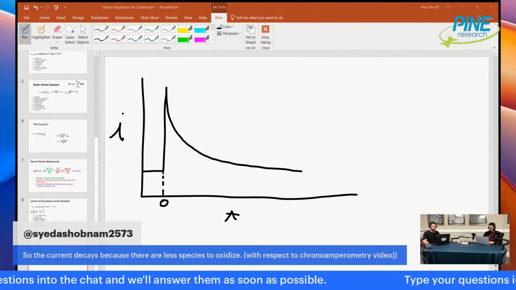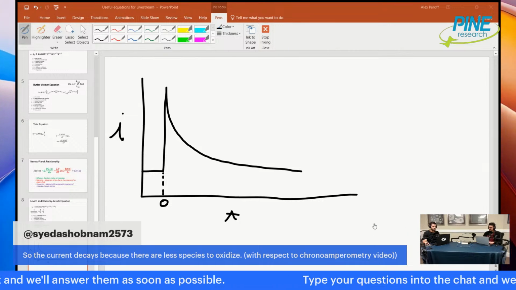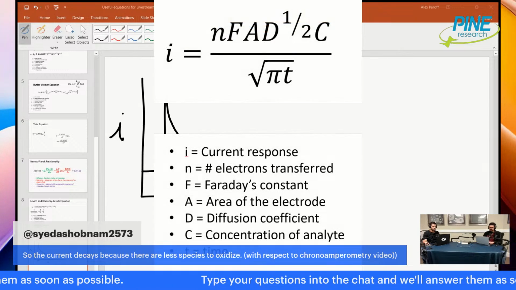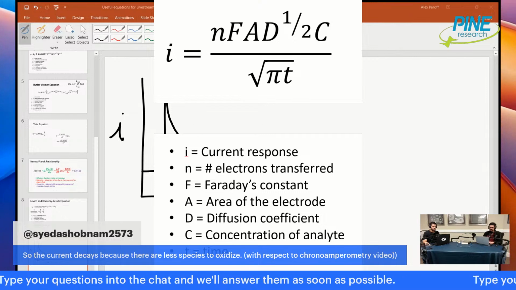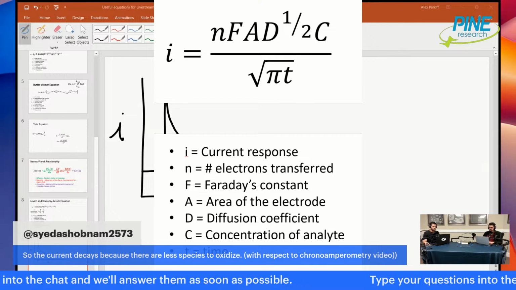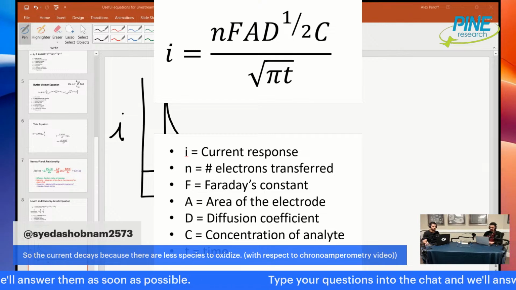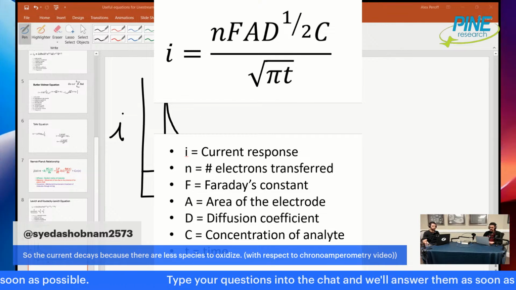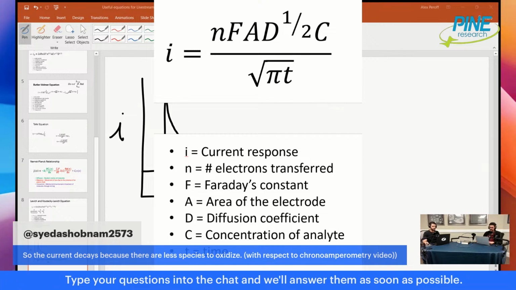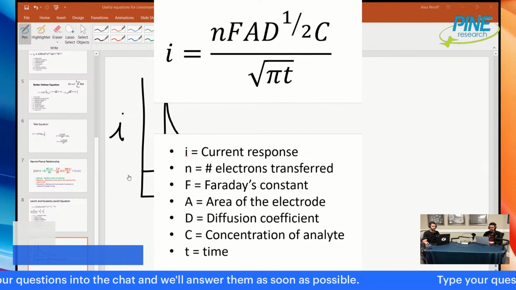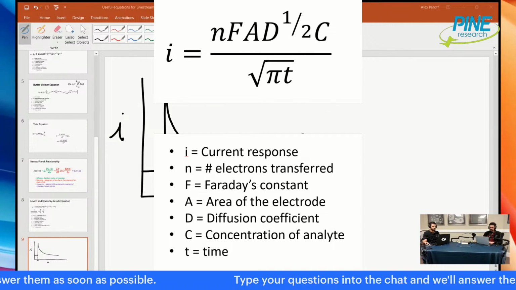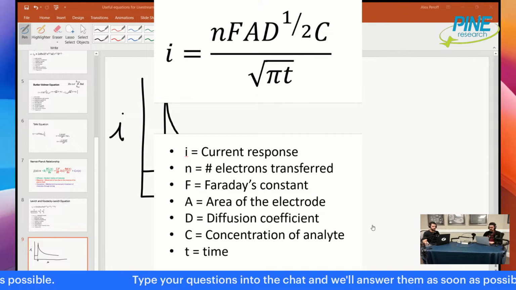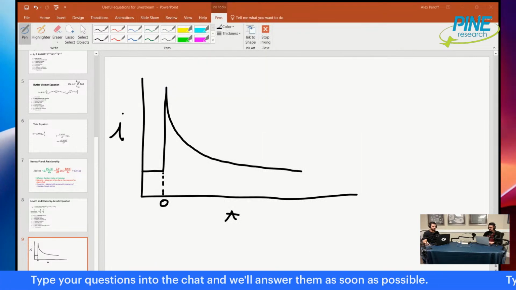So this is the Cottrell equation. It states that the current is equal to nFA times the diffusion coefficient to the 1/2 times the concentration, all divided by the square root of pi times the square root of time. I'll hide this so we can see all the parameters. This equation demonstrates this type of shape.